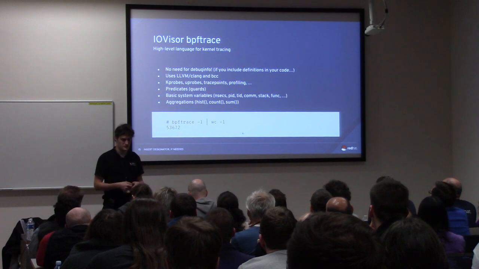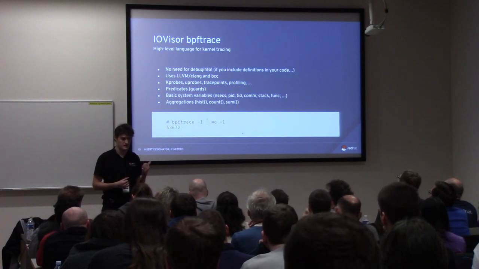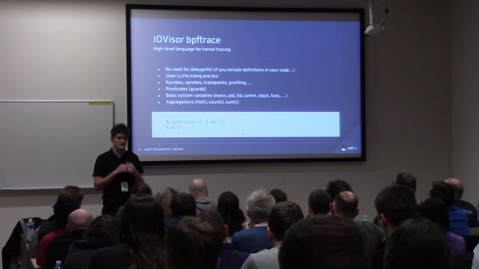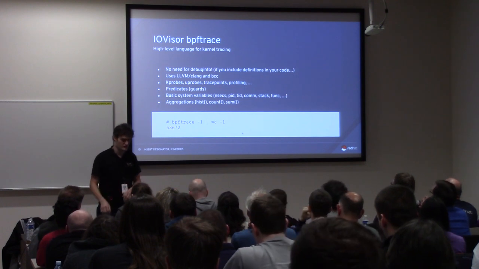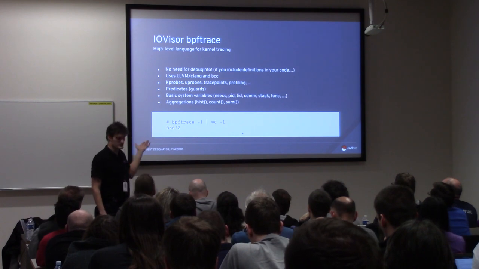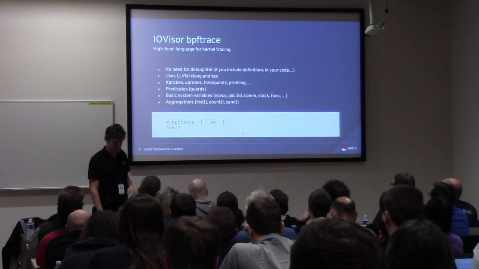It has access to all these kprobes, uprobes, tracepoints, and profiling functions. And it also has aggregations. So if you want to aggregate the data in the kernel before you pass it to user space, so it's fast, you just call a few of these functions and that's it. It has about 50,000 kprobes, which means that you can hook most kernel functions.